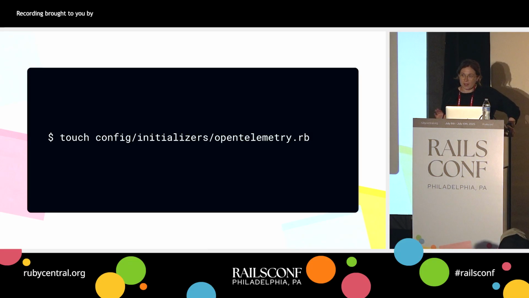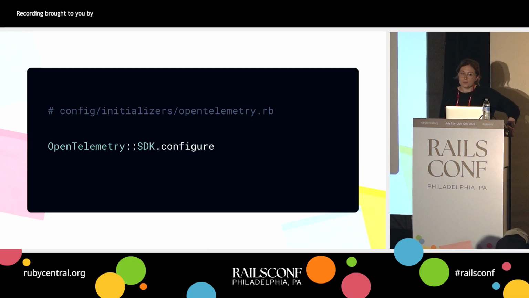Cool. So we have our gems installed. The way that we configure OpenTelemetry and add it to our application is by creating an initializer. That's the most common process. Inside of your initializer, you're going to call OpenTelemetry SDK configure. This has a ton of options, but we're going to build on them individually.